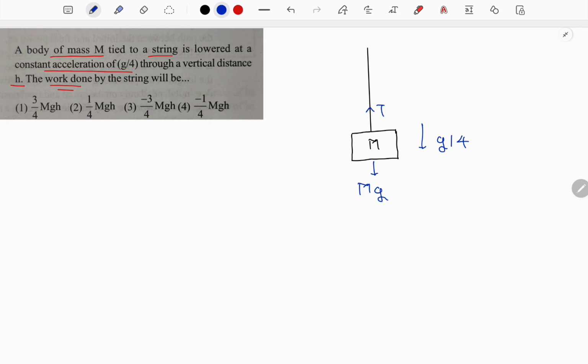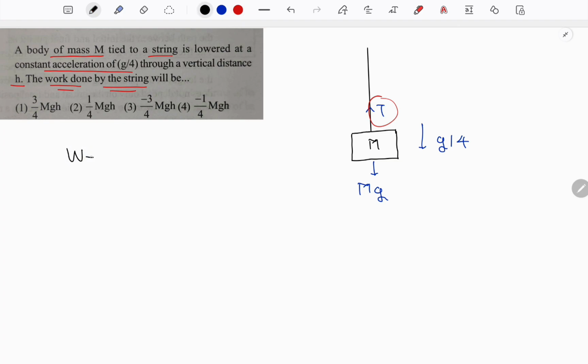So as we can see, all the answers are in the format of mgh. We have to find the tension in the form of mgh. Now why do we require tension in the form of mgh? Because the question is asking us work done by the string. So obviously they are asking us work done by the force in the string, and the force in the string is nothing but tension. So we have to find out work done by tension.